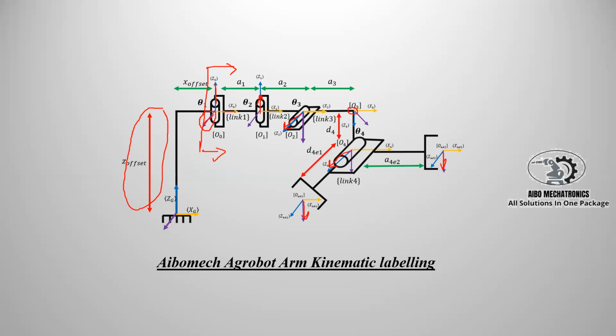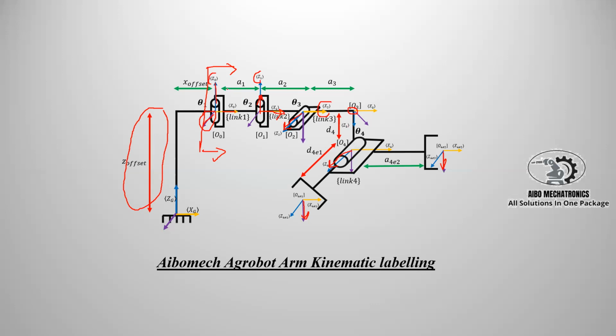And then I label the x-axis. The x-axis must be perpendicular to the current z-axis and the previous z-axis. You can see this x1 must be perpendicular to here and also to here. And the third one also, x2, must be perpendicular to z2 and also z1. You can see z2 is in the direction of the y-axis, and z1 is in the direction of the z-axis, and the x-axis must be perpendicular to both of them, and we can go like that.